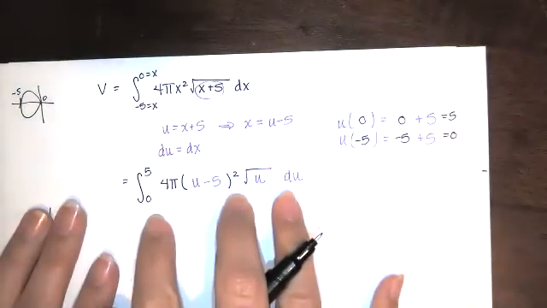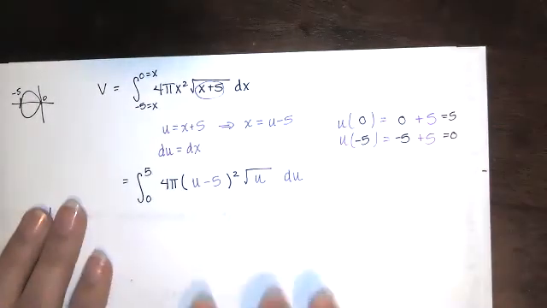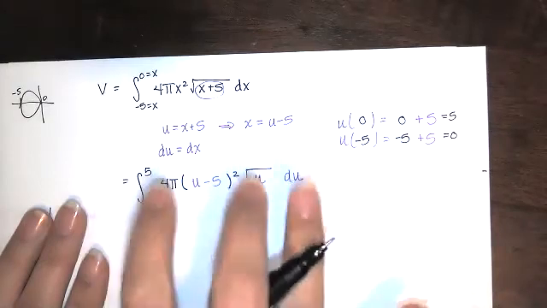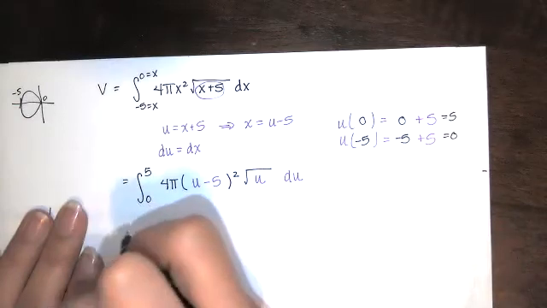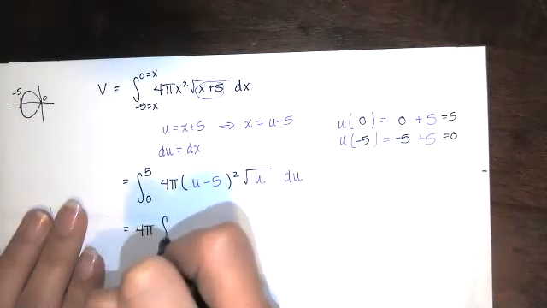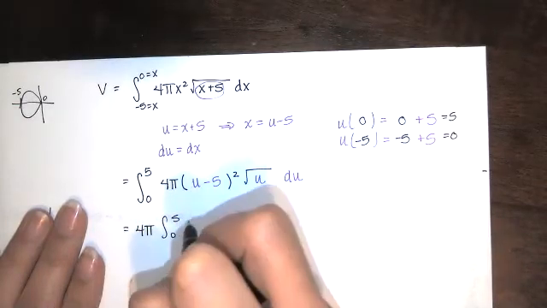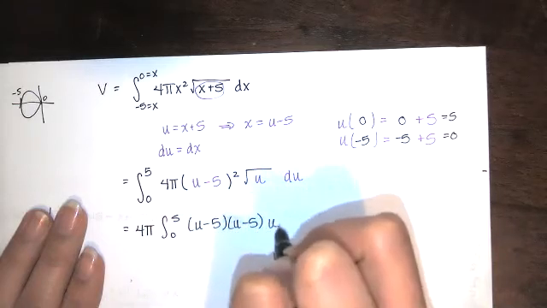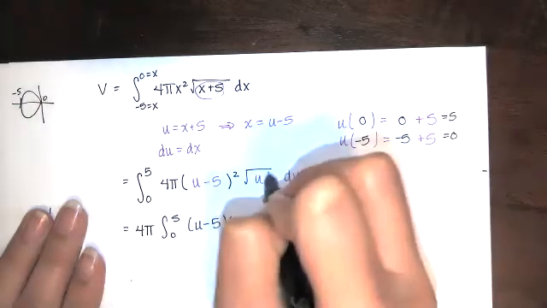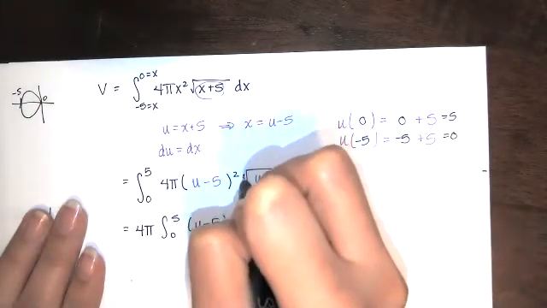And now since we've changed the bounds, we never have to go back to x. We just simplify this, integrate, and evaluate from 0 to 5, and that's going to be the volume of the solid of revolution. So I'll take out the 4 pi. I'll write that u minus 5 twice in FOIL. I'll write that square root of u as u to the 1/2 power.